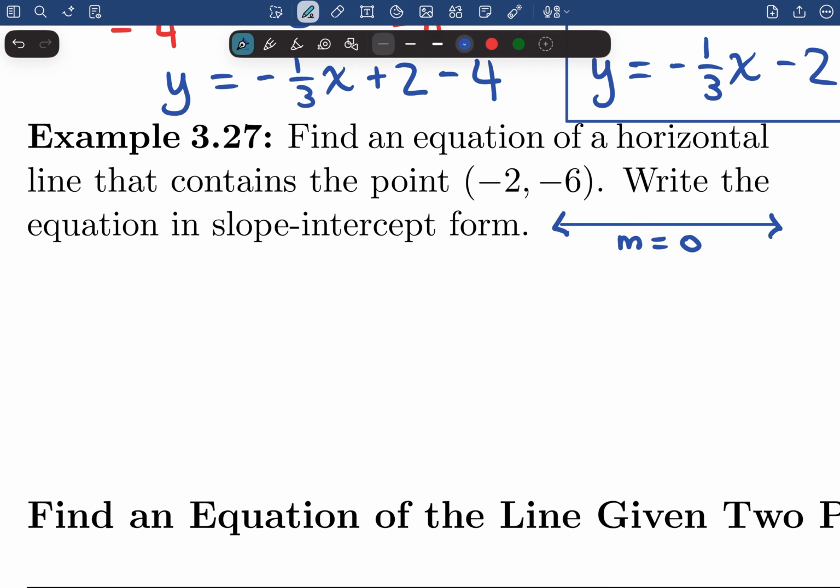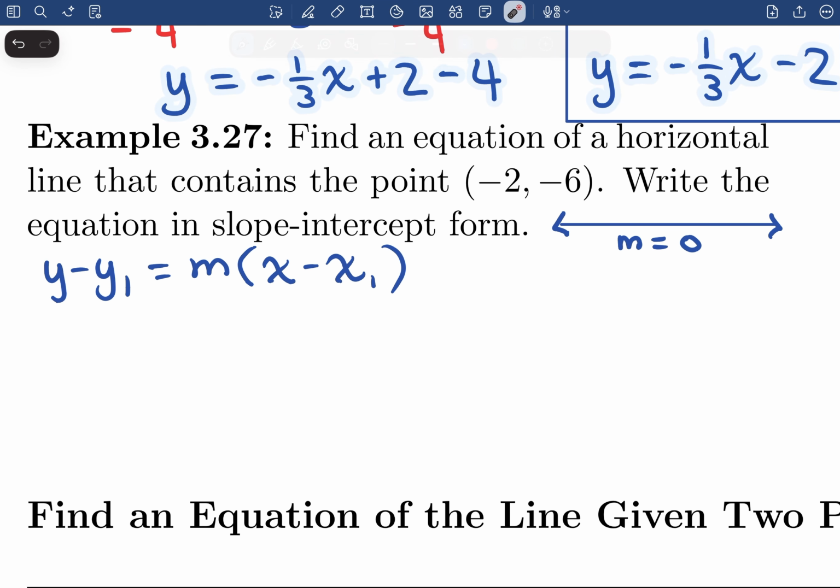So I can plug this into point slope form of a line. So I take y minus y1 equals m times x minus x1. That's my starting point. That's point slope form of a line. Now let's input the values of the point, the x value and y value. So we'll put those in for the x1. The x1 is the x value of the point. Y1 is the y value of the point.